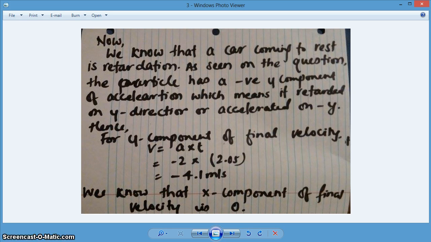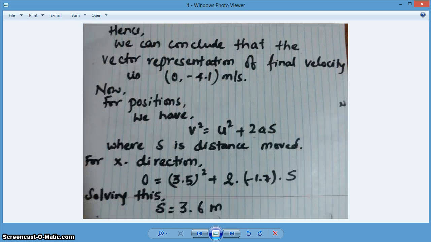Solving this, we have -2 in place of acceleration, which is the y component of acceleration, times the time that we have already calculated in the previous slide, which is 2.05 seconds. Solving that, we get a final velocity of -4.1 meters per second. This is the y component of final velocity, and we already know the x component of final velocity is 0. Hence the final velocity's vector representation is (0, -4.1) meters per second.